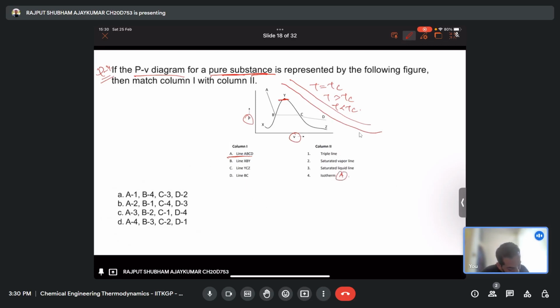So XBY corresponds to the saturated liquid line. This is a liquid line. This is the liquid plus vapor mixture, and this you can say is the vapor line or saturated vapor. So XBY corresponds to the saturated liquid line. Line YCZ corresponds to the saturated vapor line. And line BC is known as a triple line because it forms between the two different phases, and it's known as a triple line.